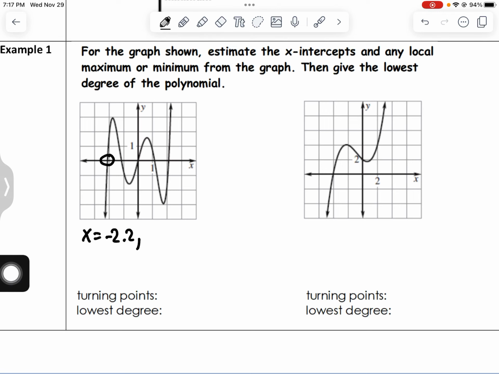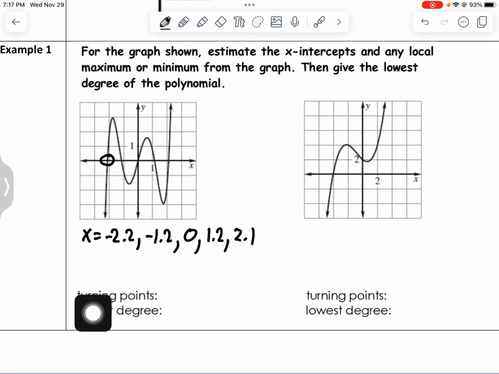This one here next to it looks to be a little bit to the left of -1, so I'm going to say that's -1.2 or -1.1. Anything like that is fine. The middle one looks like it's exactly at 0. The one over here looks slightly to the right, so I'm going to say that it's 1.2. And then the last one, again, looks slightly to the right of 2, so we can say 2.1 or 2.2, doesn't matter. Now, the number of turning points, that's the number of local maximums and minimums that we see.